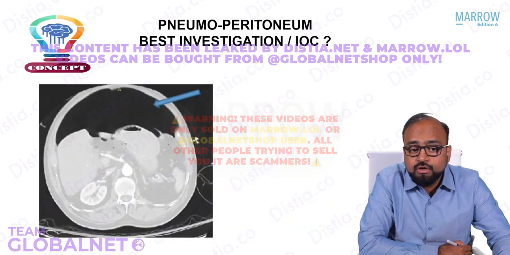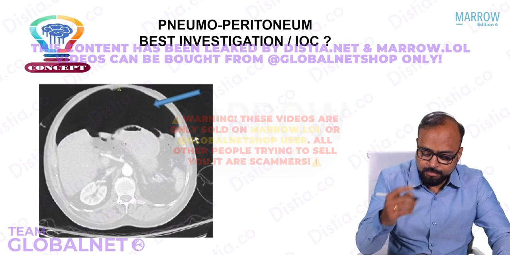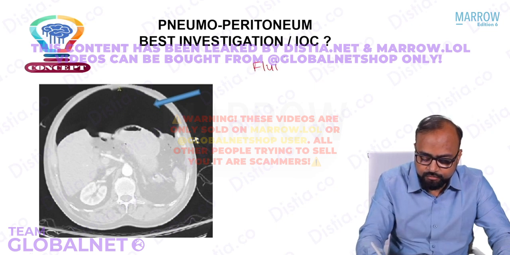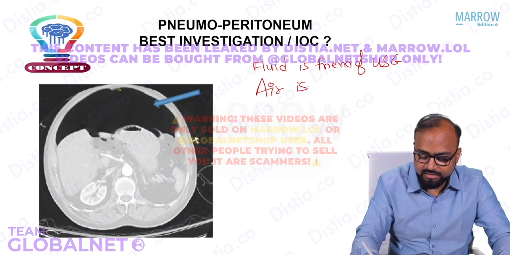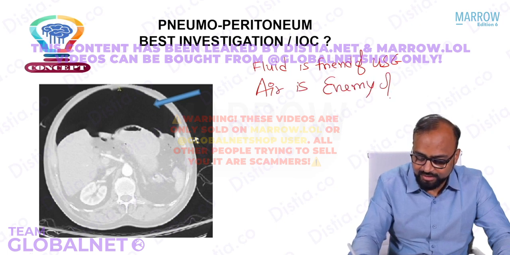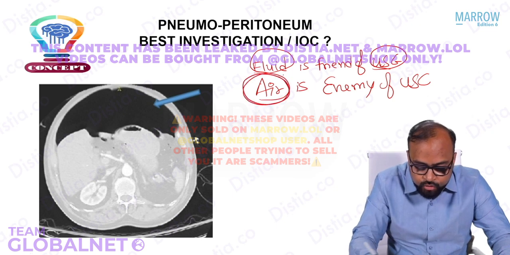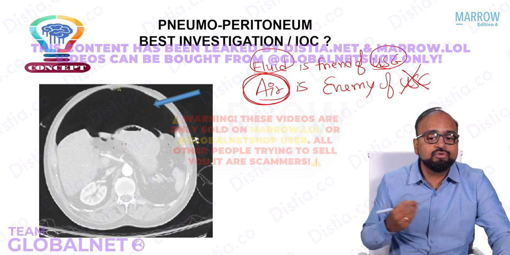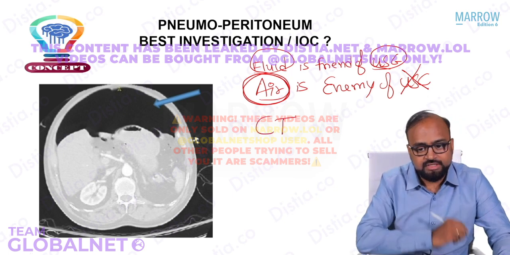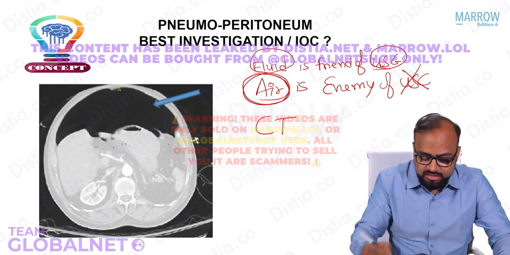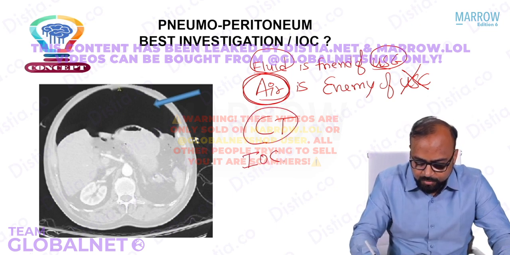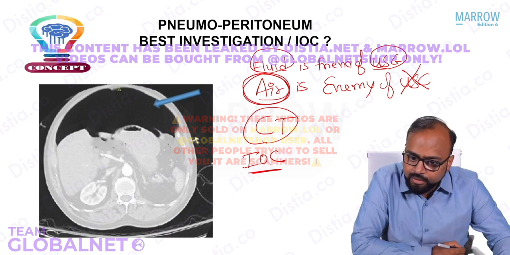But if your examiner asks you what is the best investigation, then remember a concept that we have discussed. Fluid is friend of ultrasound, right? And air is enemy of ultrasound, right? So wherever you want to detect fluid in the body, what will you do? You'll do ultrasound. But wherever you want to detect minimal amounts of air, ultrasound does not work, right? So what do we use in such cases? We use a CT scan. So CT scan is the investigation of choice, remember, for detection of minimal pneumoperitoneum, right?